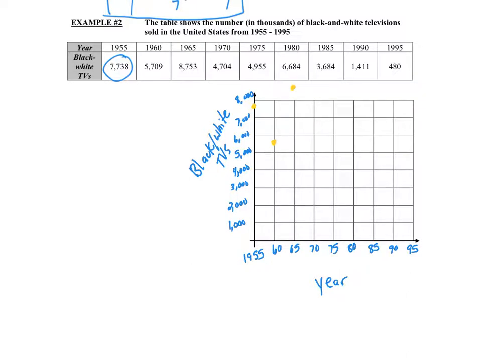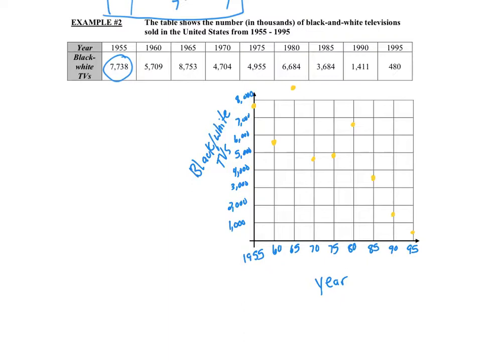In 1970, it's 4,700. 75 is just below 5,000. 80 is 6,684. 85 is 3,600. 90 is 1,400. And 95 is all the way down to 480. So you can clearly see that the number of TVs comes down as the years go on.